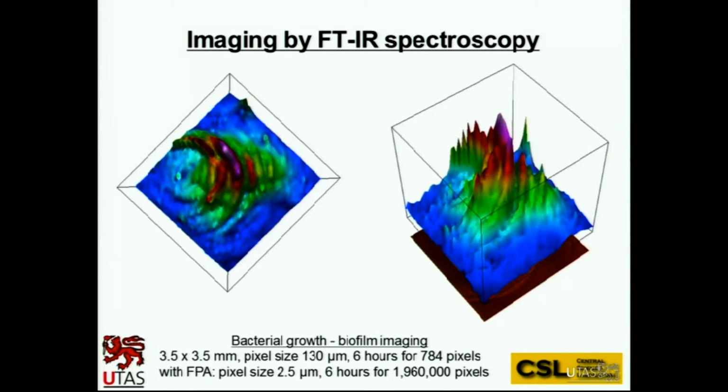This is another example where we imaged bacteria growth. The idea is to actually form a homogeneous biofilm. So clearly at this stage in the project we were not very successful, but it just shows the fine details that we can actually pick up with our microscope and the distribution of the bacteria growth. Important to point out, this was actually done prior to our FPA, so that's only 784 pixels. With the FPA, once it's online, we can do the same image in the same time, but we will get about 2 million pixels. So that will be a vast improvement on the technique.